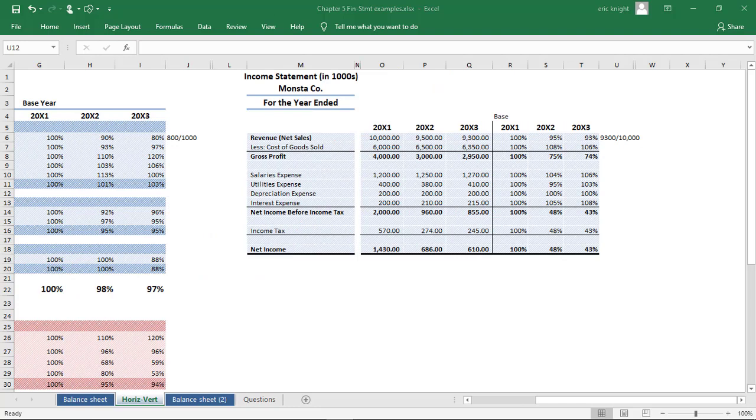So to wrap up the trend analysis, when we compare multiple years to the base year, what we're doing is getting a feel for what's changing.